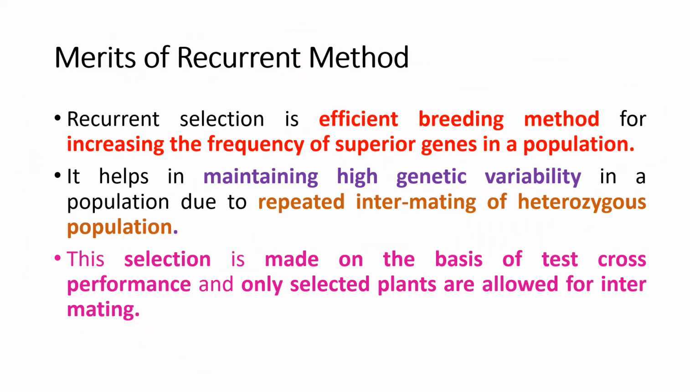Merits of recurrent selection. Recurrent selection is an efficient breeding method for increasing the frequency of superior genes in a population. It helps in maintaining high genetic variability in a population due to repeated intermating of a heterozygous population. The selection is made on the basis of test cross performance, and only selected plants are allowed for intermating.